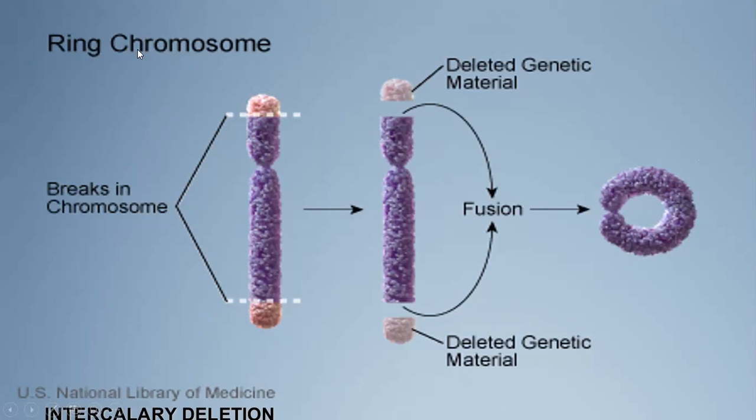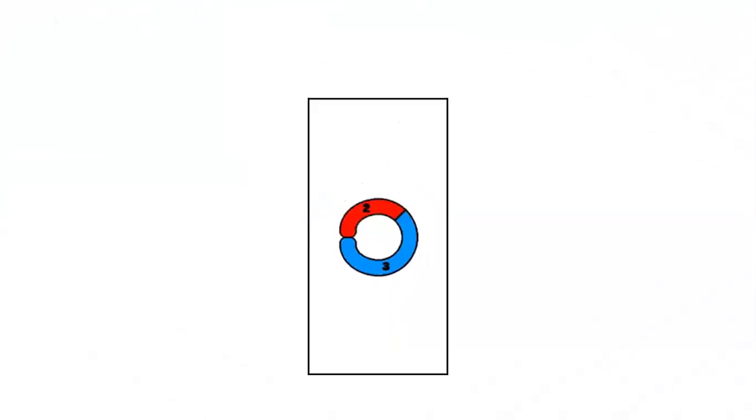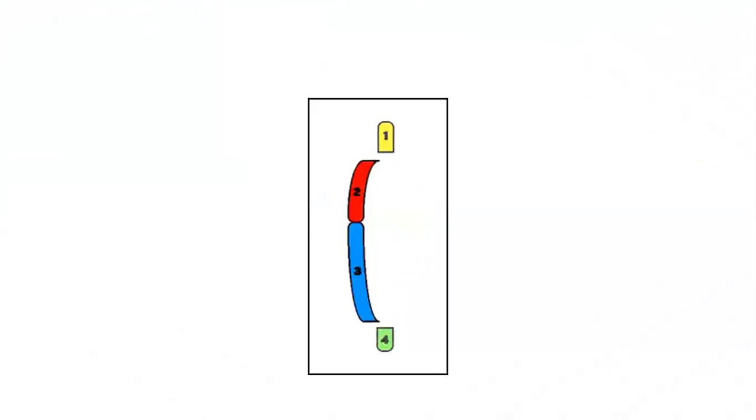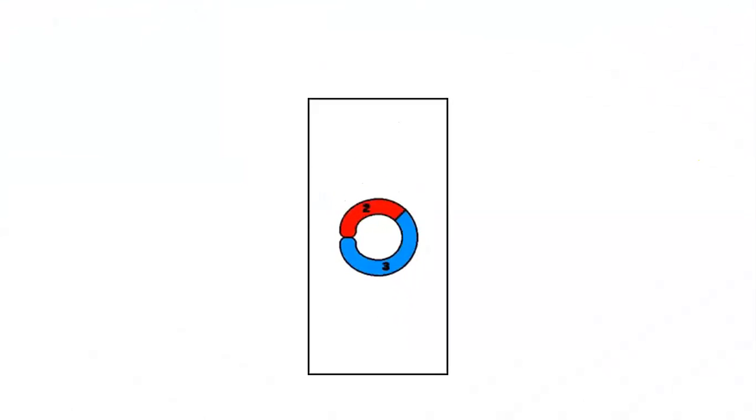It's called a ring chromosome, as if the centromere is the diamond and this is the other portion of the ring. It appears like a diamond ring. So this chromosome is called a ring chromosome. This is called intercalary deletion. The other part of the chromosome is lost. This part and this part is lost. The picture is showing formation of ring chromosome.